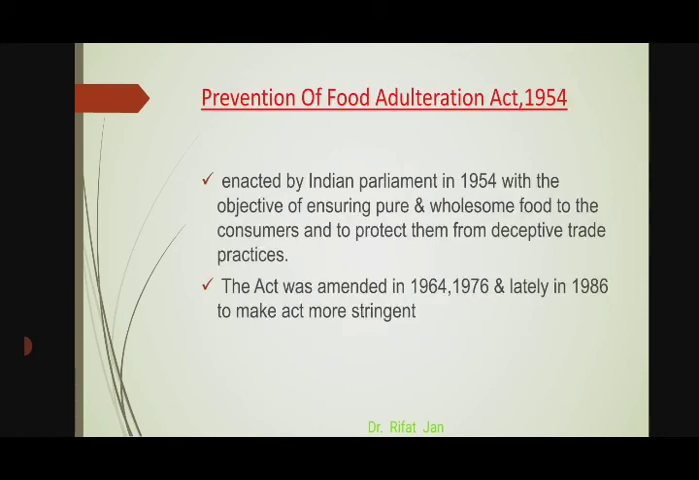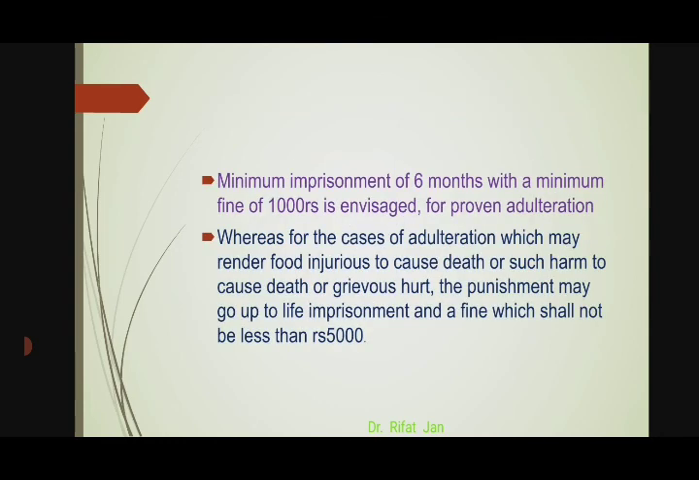There is an act which was passed for preventing this food adulteration. Many acts have been passed, but the common one is the Prevention of Food Adulteration Act, which was given in 1952. It was enacted by the Indian Parliament in 1954 with the objective of ensuring pure and wholesome food to the consumers and to protect them from deceptive trade practices. The Act was amended in 1964, 76, and lately in 1986 to make the Act more stringent.